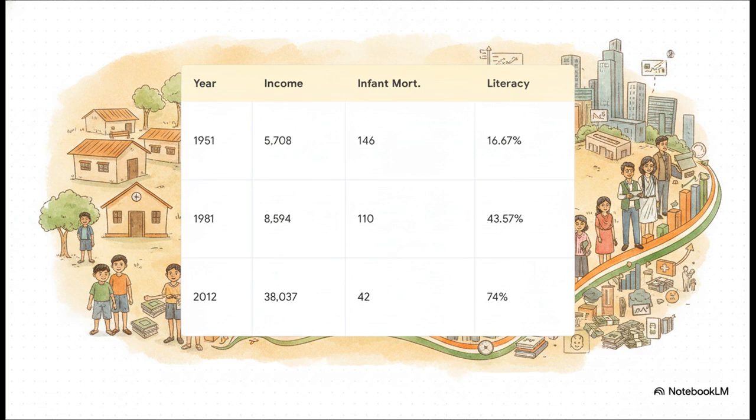That's massive. But look at what happens at the exact same time. The crude death rate absolutely plummets. Infant mortality drops from a staggering 146 all the way down to 42. Life expectancy nearly doubles, and the literacy rate skyrockets from just 16% to 74%. What this data shows us, plain and simple, is that improvements in human capital, like better health and education, and overall economic growth are deeply, deeply intertwined. They constantly reinforce each other, decade after decade.